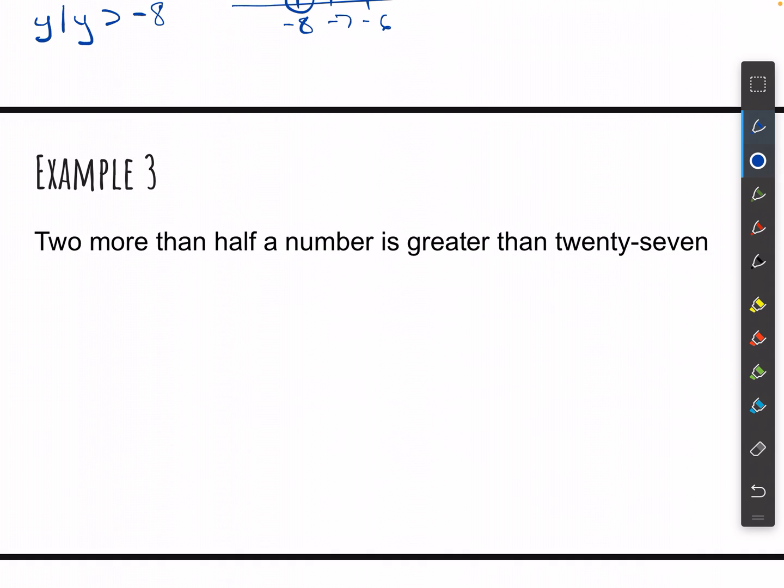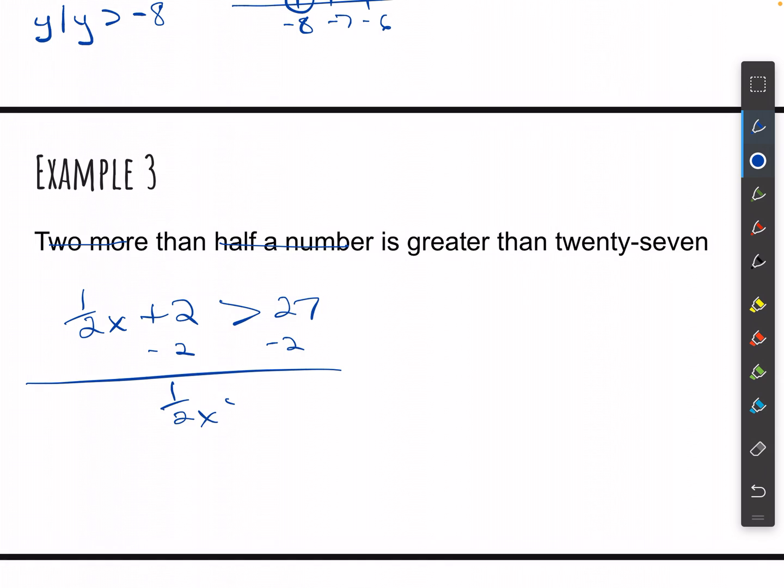So 2 more than half a number. Okay, so half a number, we can show that by saying half of x, right? Half of a number, 2 more than that though, so we're going to add 2. So 2 more than half a number is greater than 27. We can show it like this, and then they want us to solve this, I'm sure. So we're going to subtract 2 from both sides, right? And we have 1/2 x is greater than 25.